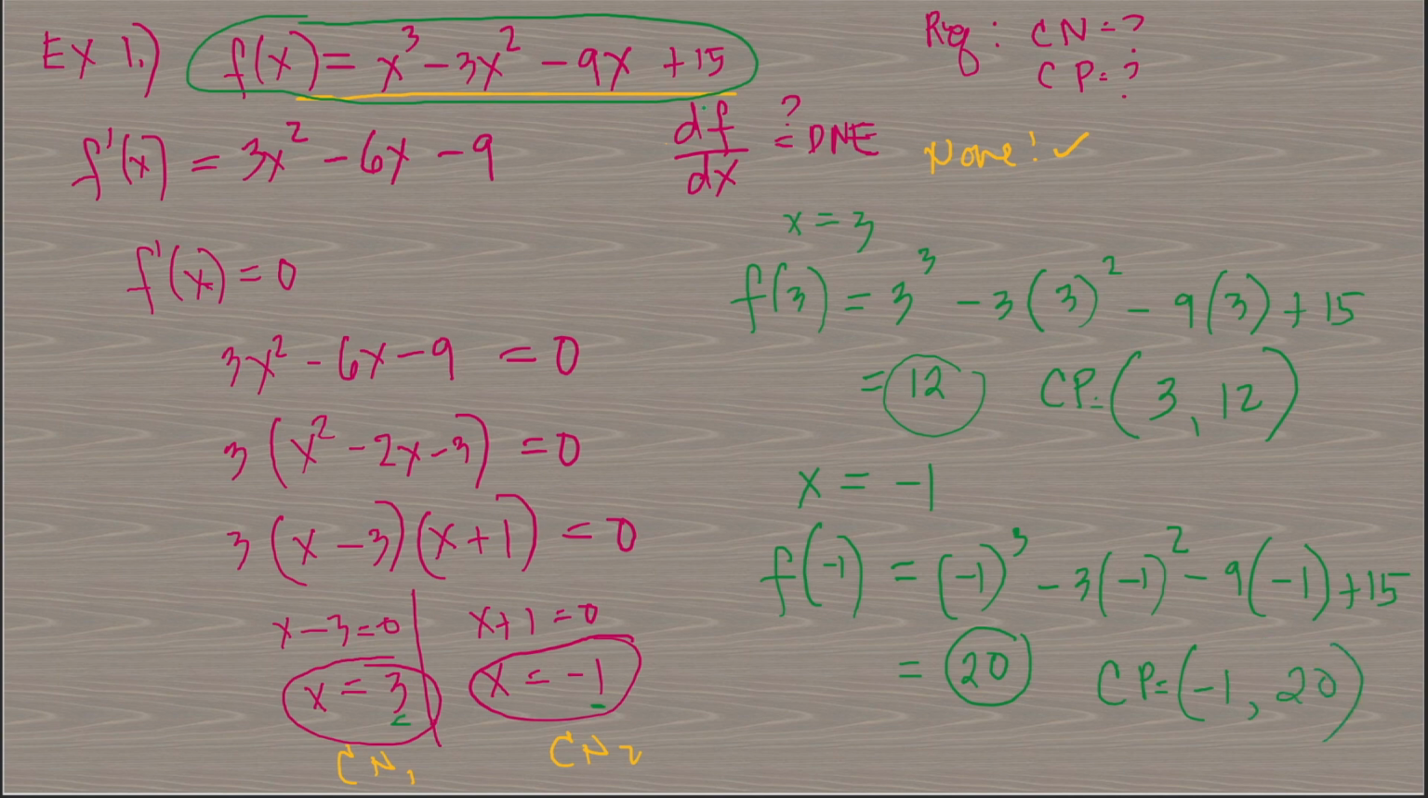So far so good. That will be our first example. So in the given problem, if we are required to find the critical numbers, here are the critical numbers: 3 and negative 1. The second requirement is the critical points. Here are the critical points: 3, 12, and negative 1, 20.